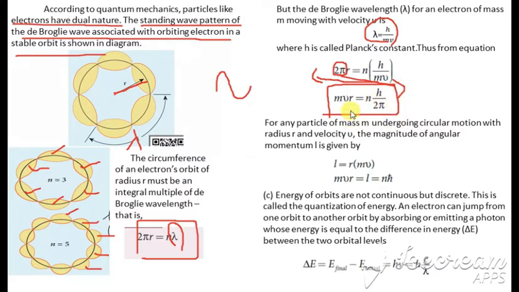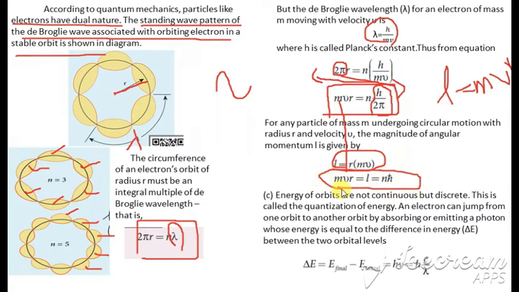Okay, and we already know that the angular momentum is equal to mvr. So this mvr is equal to this angular momentum L, which is equal to, instead of h by 2 pi, we'll be writing h bar, is it not? So mvr is equal to L, which is equal to n into h bar. Okay, so have this equation as it is.